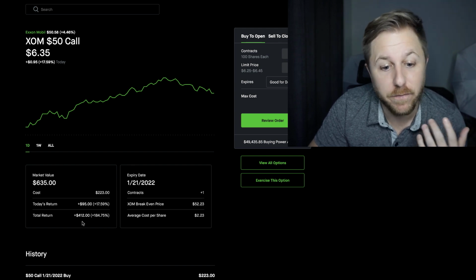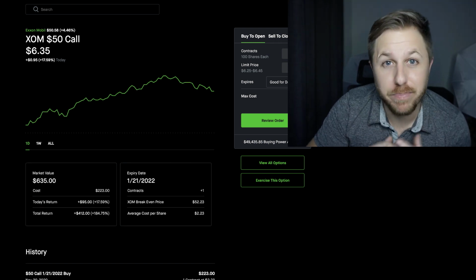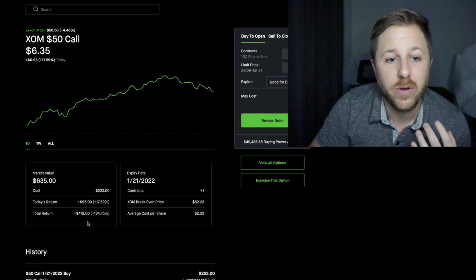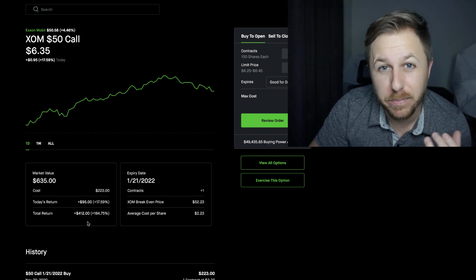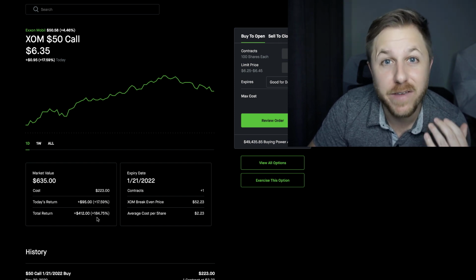But you can see right here, I've made $412 on this one call option. But if I was to actually buy the stock, I would make way less than what I've made from this one call option. So you can see the power of it. Even though ExxonMobil's gone up like maybe 15%, this call option or this contract has gone up over 184%.